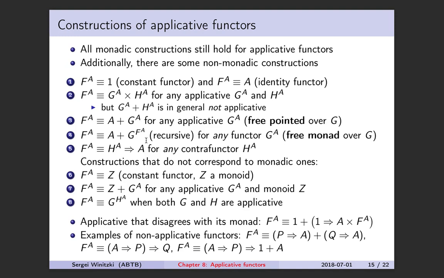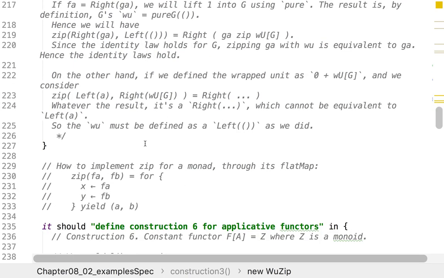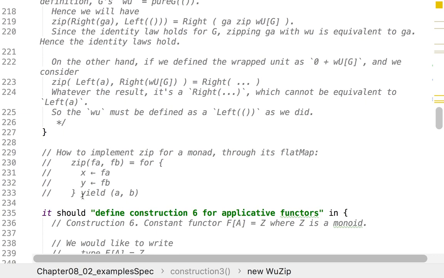And any monad is an applicative as well. We can define a zip function for a monad like this. And we can define pure. Monad already has pure, and we can define the wrapped unit as pure of one, pure of unit.